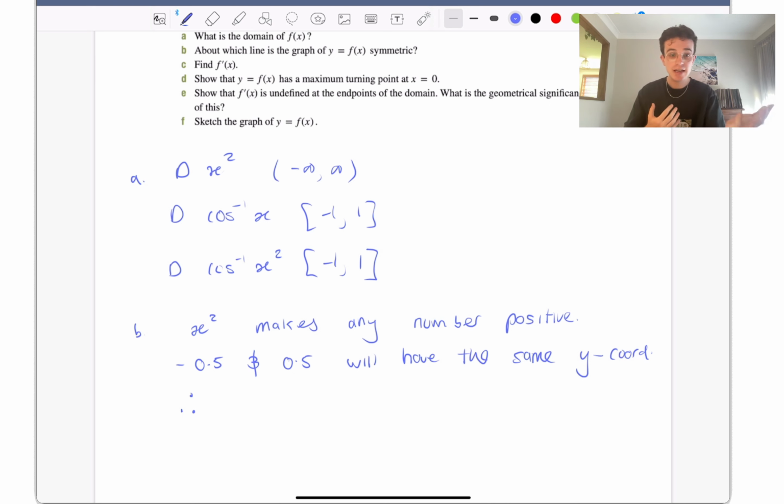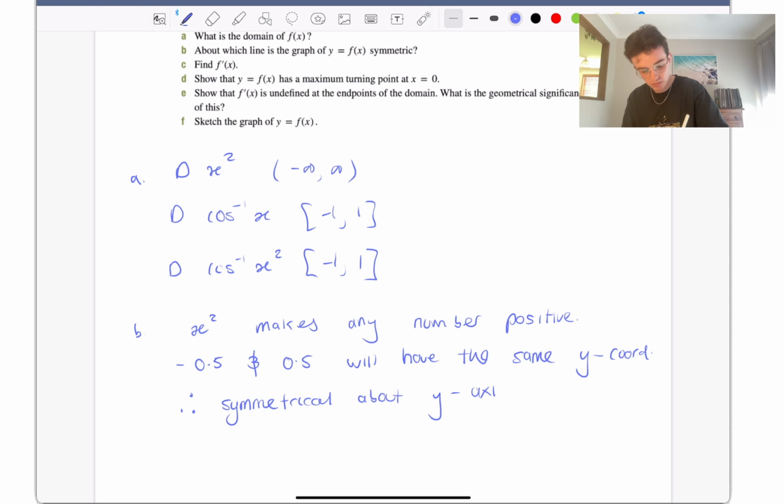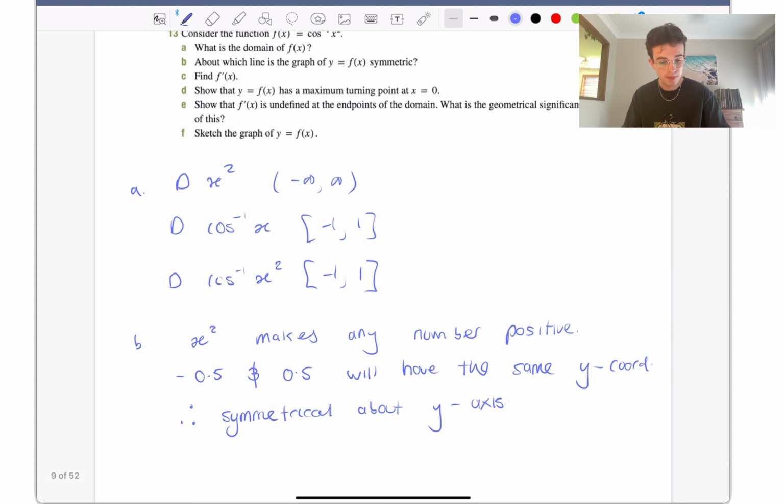That's because any negative value has to become positive, so minus 0.75 squared will equal a positive number, and it's also going to be the same positive number as when you square positive 0.75. So therefore it's going to be symmetrical about the y-axis. And that's what we would expect. It's the same symmetry that a parabola has.